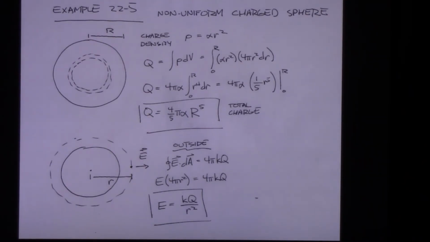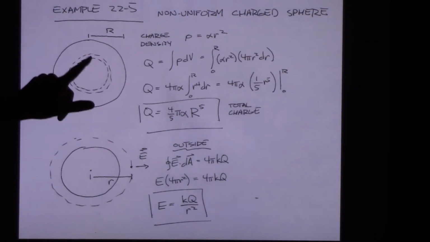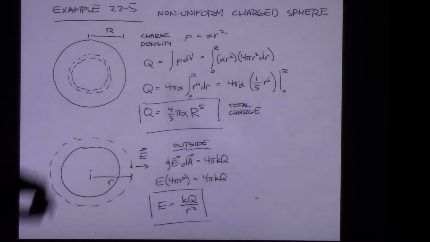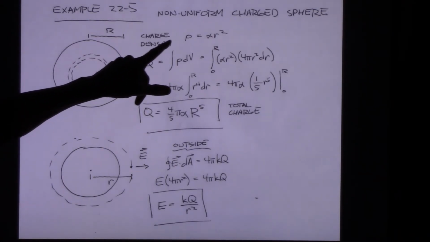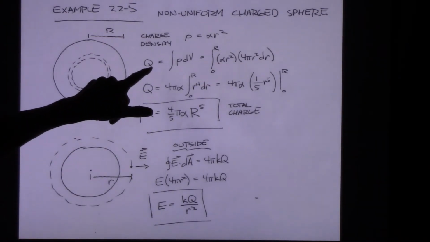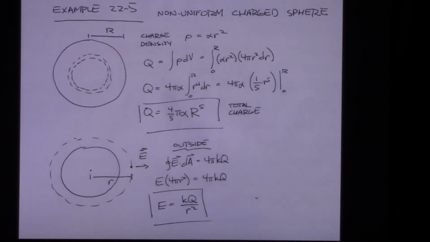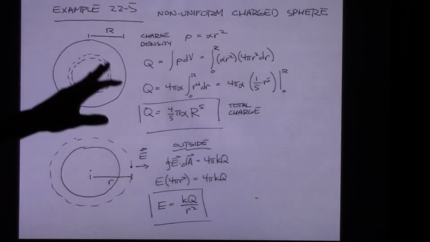So here's what that's going to look like. We're going to call this our non-uniform charged sphere, and the sphere itself has a radius of big R, and the first thing we're going to do is say that there's a charge density given by rho, which is equal to a constant times r squared. To calculate the total charge, we would integrate that density over the entire volume. Now, a spherical volume like this can be broken up into a series of concentric spherical shells. You've seen this in your calculus classes, so that's one way we could calculate volumes.